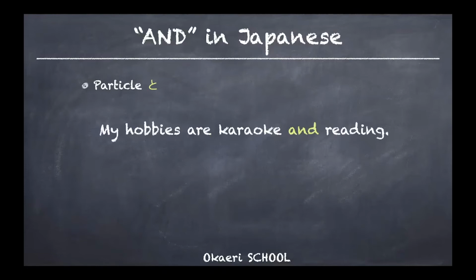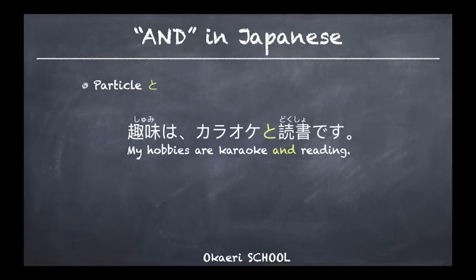How about this one? My hobbies are karaoke and reading. Hobbies, 趣味, karaoke, カラオケ, and reading, 読書. So 趣味はカラオケと読書です。You could also say 私の趣味は, but when it's apparently about yours, then you could always skip the subject, right? So you can also say 趣味はカラオケと読書です。So this "and" you're familiar with.